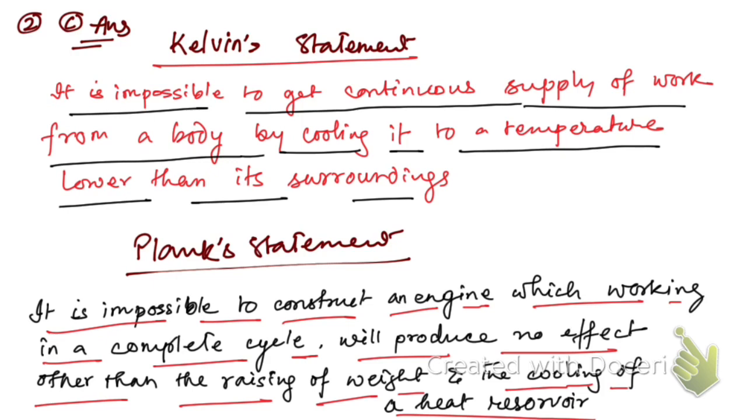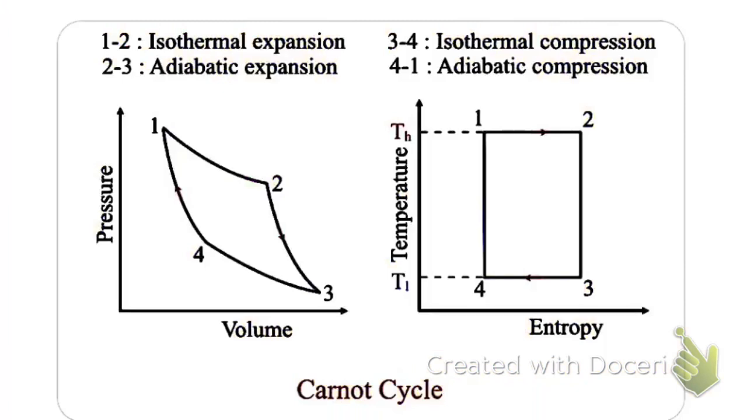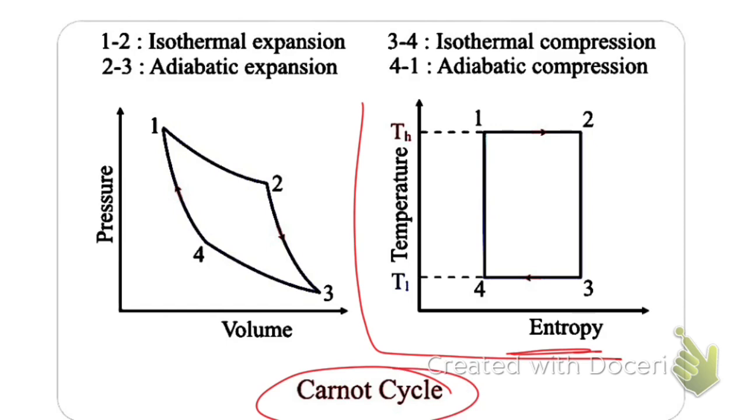Now let me go back to the question paper. The next question is to draw the temperature entropy diagram of the Carnot cycle. Let me show you the diagram. This is the temperature entropy diagram for the Carnot cycle. This is question number 2d answer. Here I have mentioned which process each step represents: 1 to 2 isothermal, 2 to 3 adiabatic, 3 to 4 isothermal, 4 to 1 adiabatic compression. These are mentioned above. Now let's move on to the next question.